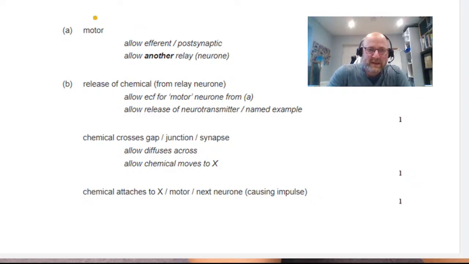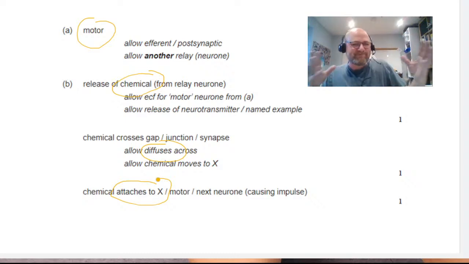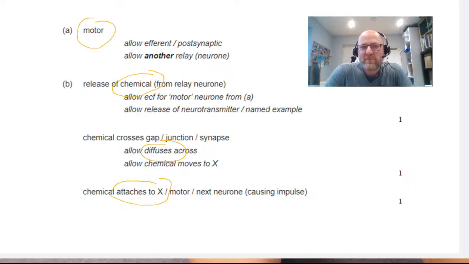And there you go. Here's the answers. Motor neuron. Chemical crosses the gap. Better to say diffuses across the gap. Attaches to X. That was the receptors, the little funky receptors I drew. But yeah. Okay. Right.